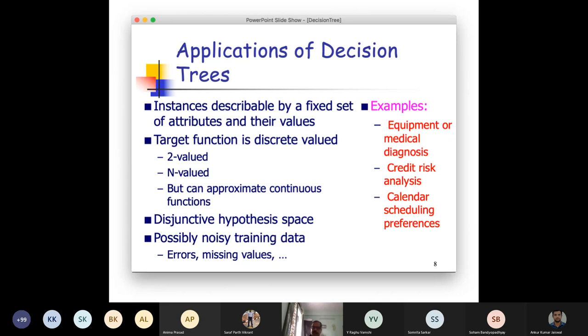Some examples where decision trees are very much used are medical diagnosis, fault detection in equipment, credit risk analysis, calendar scheduling preferences, etc.